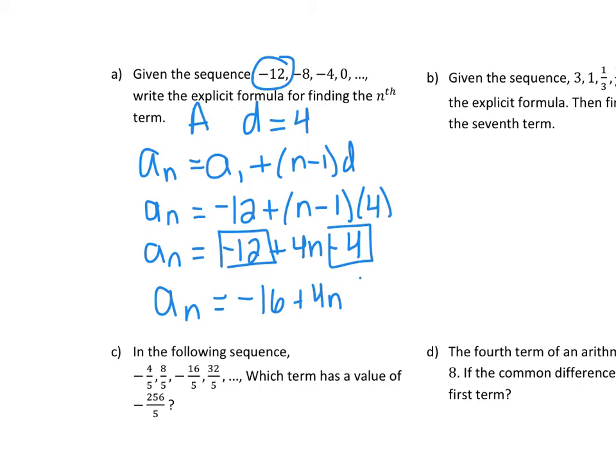So if you wanted to find the 50th term, you can use this formula rather than listing out the previous 49 terms.